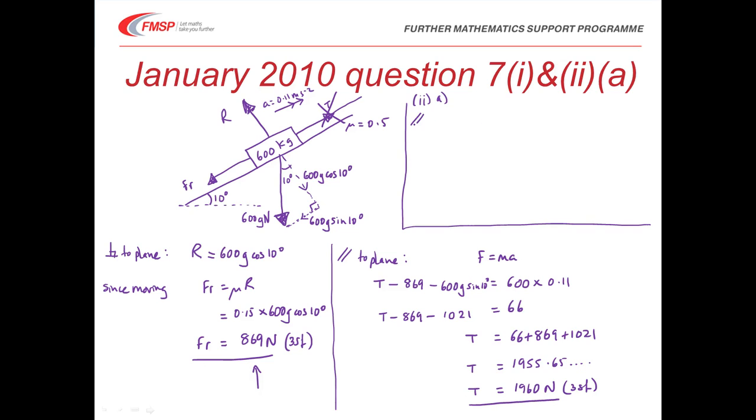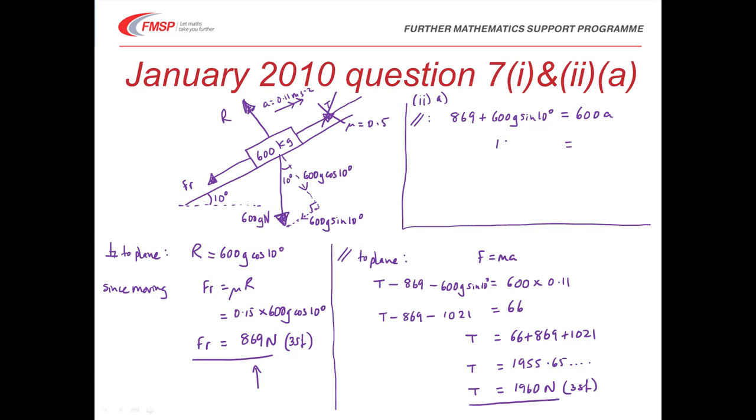So parallel to the plane, what have we got? We've got the friction of 869, that still applies. And also acting down the plane, we have the 600g cos 10. Sorry, 600g sine 10 degrees. And this is equal to the mass of 600 times a, which in this particular case means deceleration, because I'm taking the direction down the plane as positive.